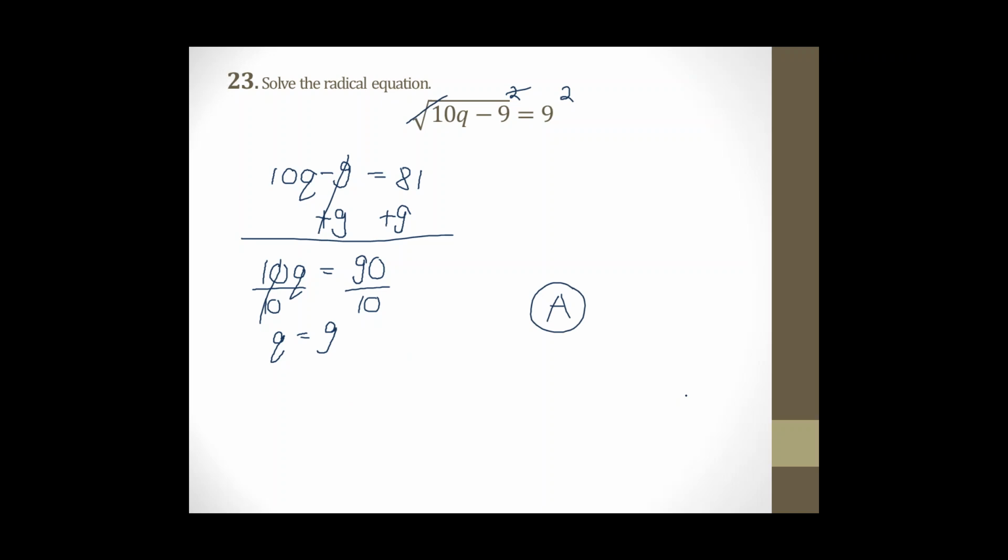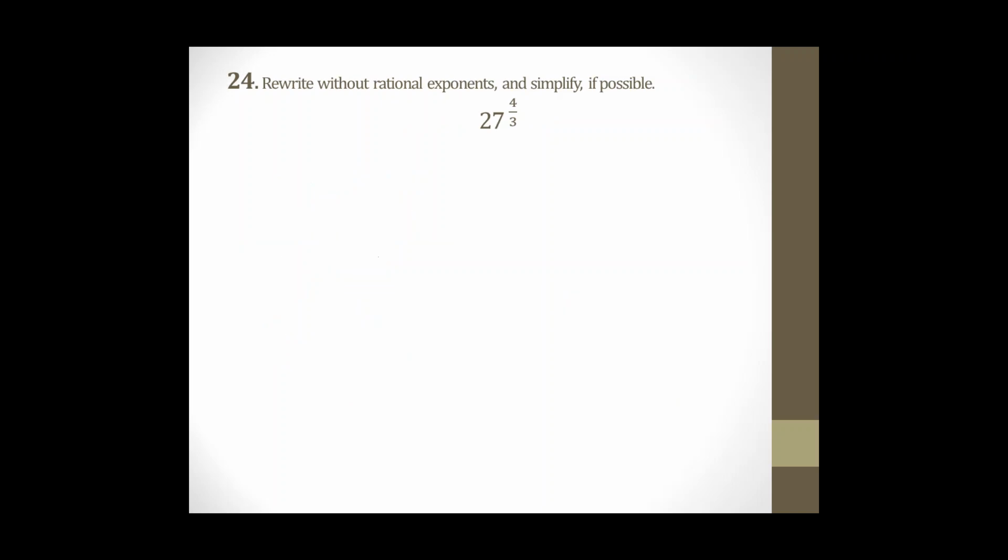All right, moving on to question number 24. We're almost there. So 24 says, rewrite without rational exponent and simplify as much as possible. So first step, let's rewrite this without rational exponents. So this number actually becomes the index of a radical. So this index says 3, so we actually have the cube root.